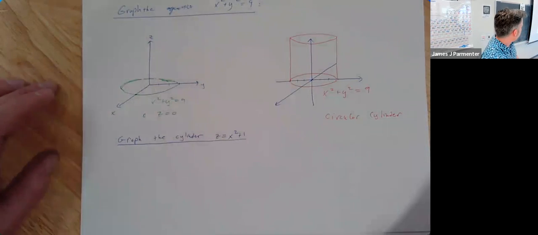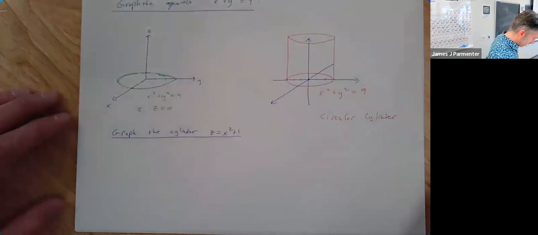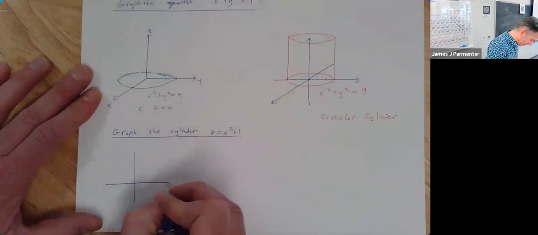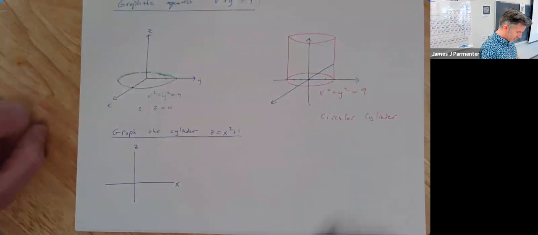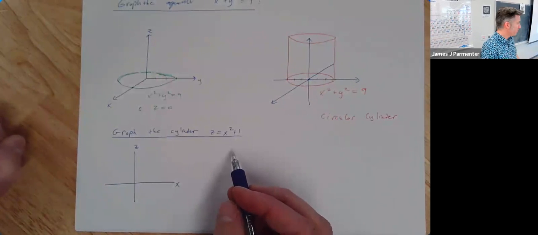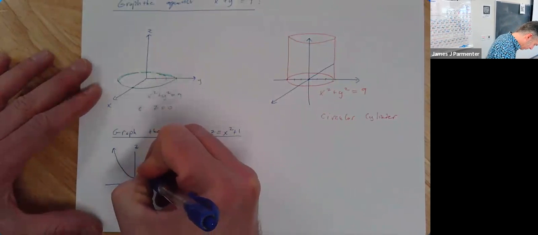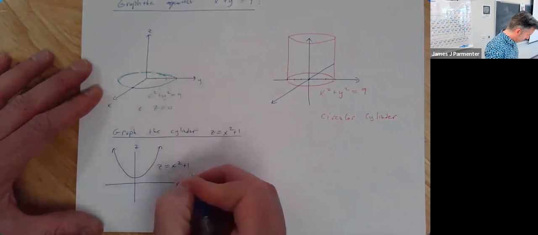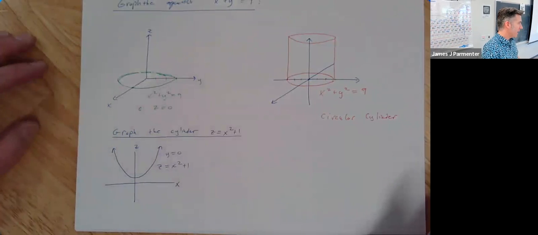So before I graph a thing in 3 dimensions, I often like to graph it in the 2 dimensions that might matter the most. So here, I'm going to think about what it's going to look like in the XZ plane. I'm not going to worry about the Y at all. So that's just a normal looking parabola shifted up 1. It's going to look something like this. So here's z equal to x squared plus 1, and also notably y equal to 0. I haven't moved it in the y direction at all.